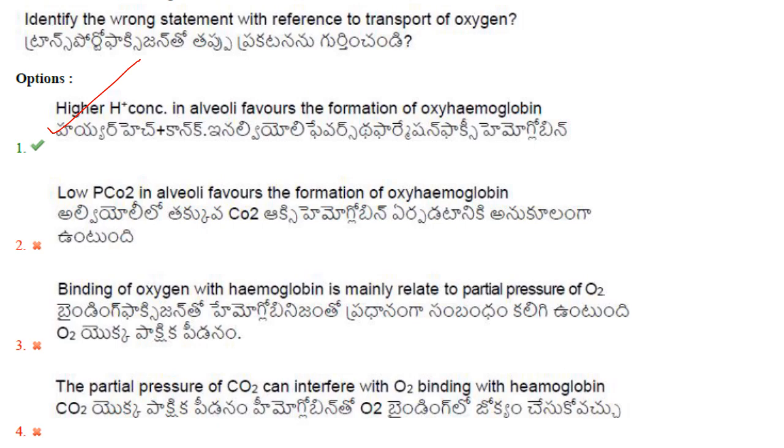So in alveoli, the parameters which are in their favorable form for the production of oxyhemoglobin are high partial pressure of oxygen, low partial pressure of carbon dioxide, reduced H plus concentration, and lower temperature. So in the first statement they have given higher H plus concentration, whereas it has to be reduced H plus concentration in the alveoli for the formation of oxyhemoglobin. So the first statement itself is wrong. So the answer here is option 1.